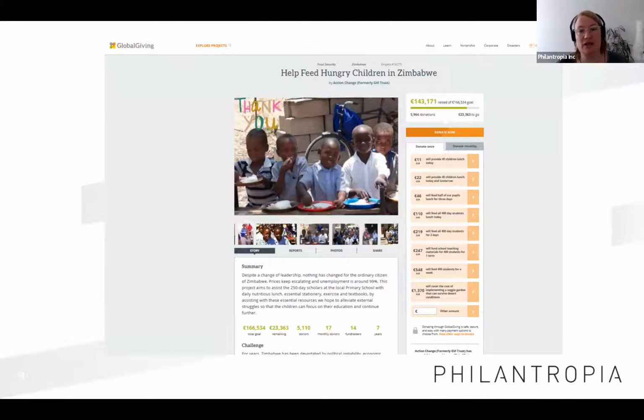So this is what a typical page looks like. This is just something that I copied from Global Giving.